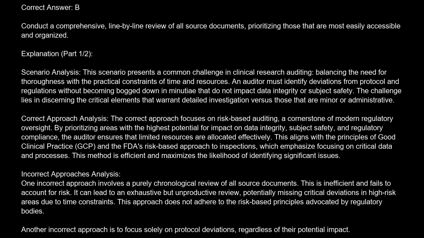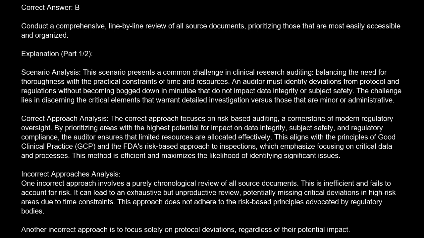The correct answer is B. Conduct a comprehensive, line-by-line review of all source documents, prioritizing those that are most easily accessible and organized. Explanation. Scenario analysis. This scenario presents a common challenge in clinical research auditing, balancing the need for thoroughness with the practical constraints of time and resources.